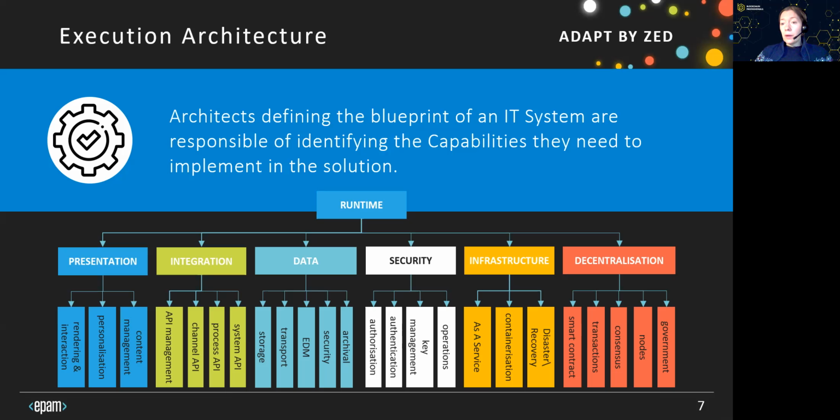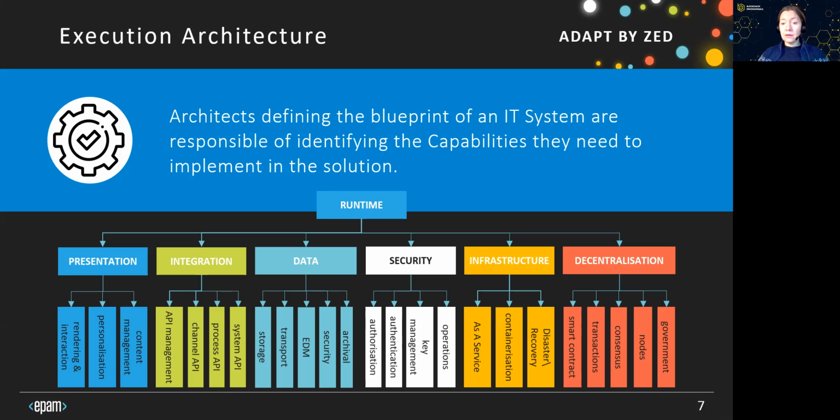And basically, what do we need to define there? Well, we're starting from our core layer of decentralization: the aspects of smart contract work, transactions and how the transactions are processed as a whole, consensus, how the nodes are run, and governance needs to be defined. That's specific to DLT, and that's what the blockchain architects need to work on.